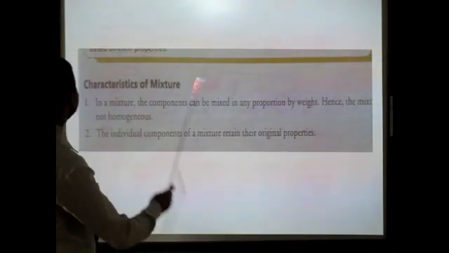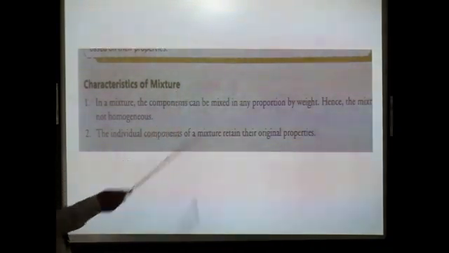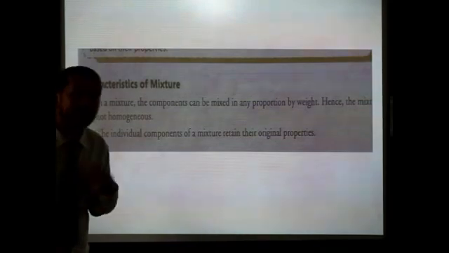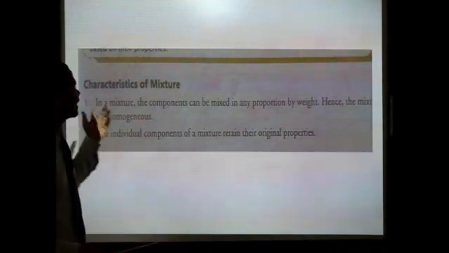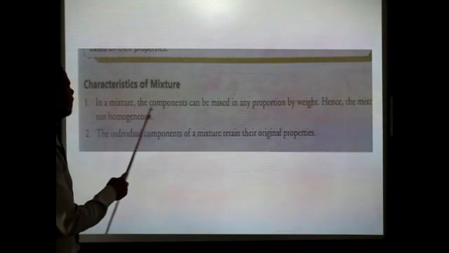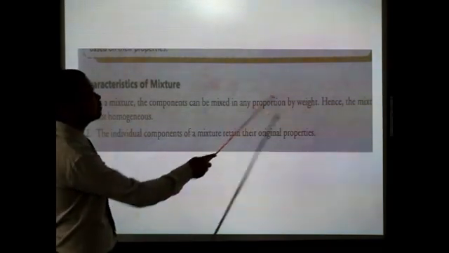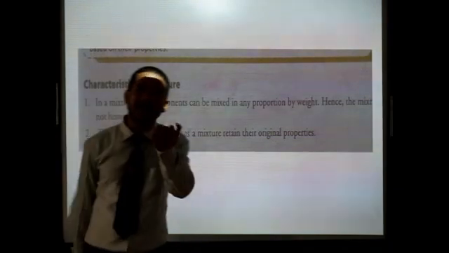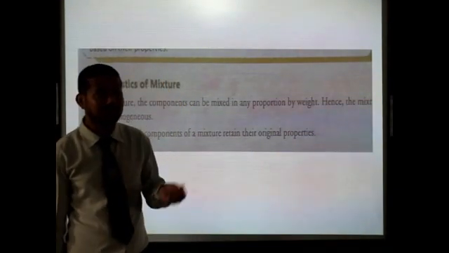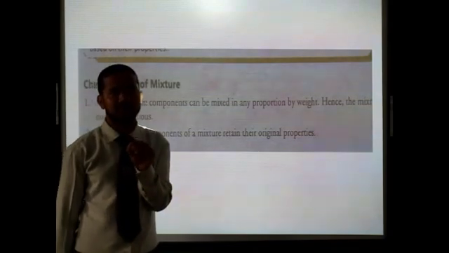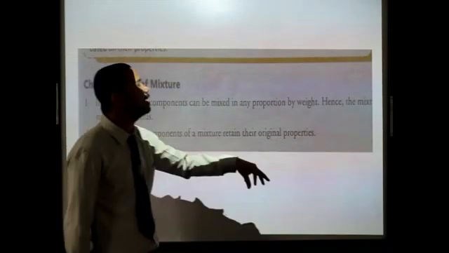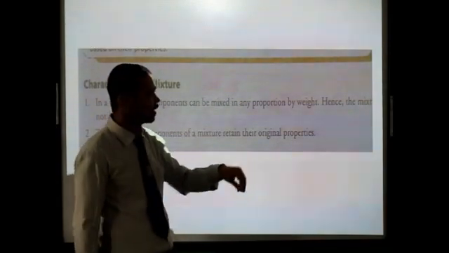Then, what are the characteristics of a mixture? We have seen the activity, so now we must be able to say the characteristics of a mixture. So let's see. Number one, in a mixture, the components can be mixed in any proportion by weight. We can add any amount of components and then we can get a mixture. But in a compound there is a fixed proportion. In a mixture we can add any proportion, any amount.